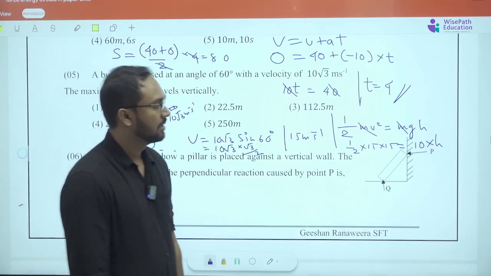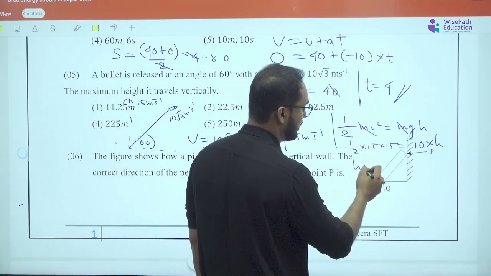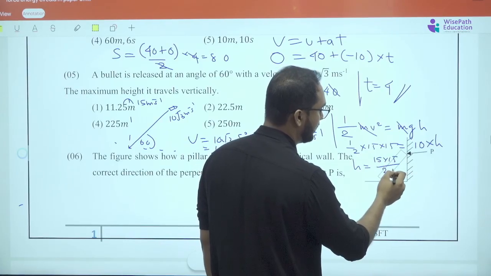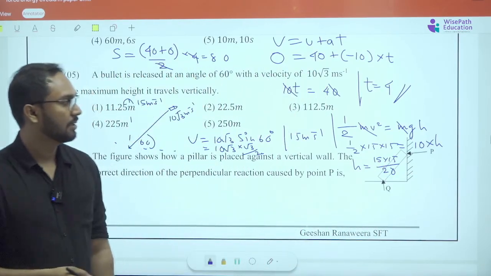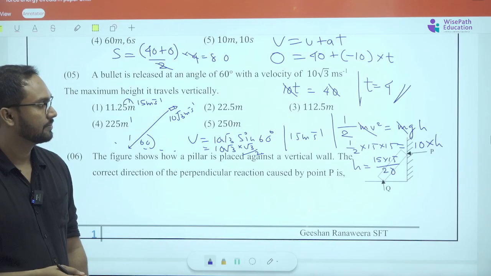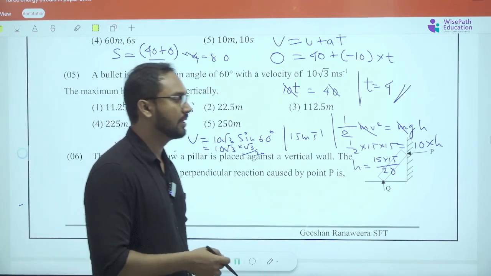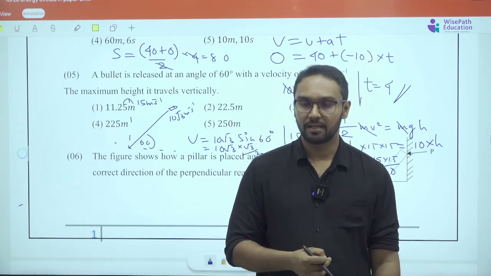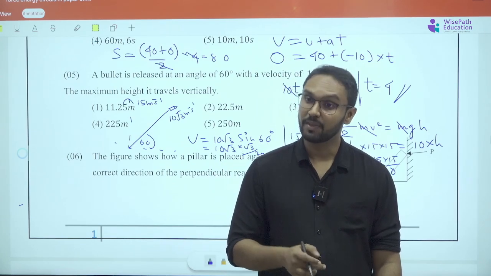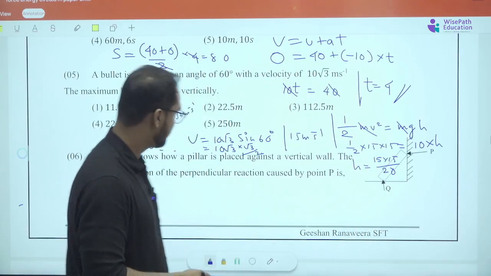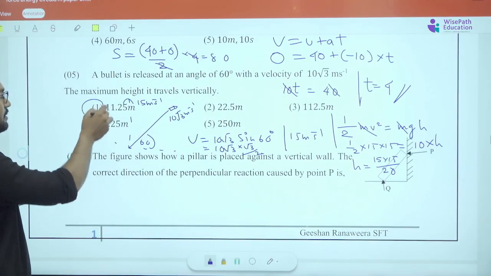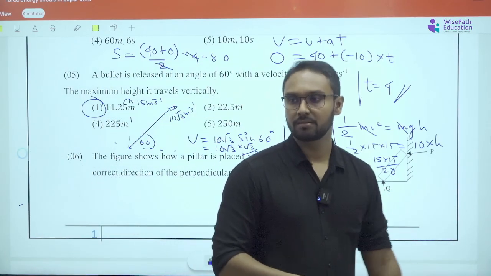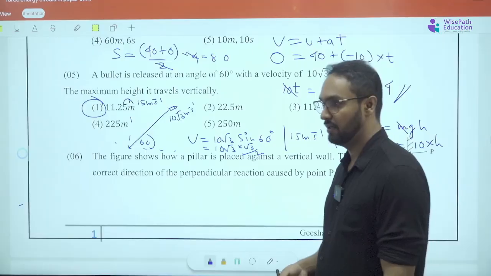So h equals 15 into 15 divided by 20. 15 into 15 is 225, divided by 10 that is 22.5, divided by 2 is 11.25. Answer is 1. You can put this or the linear equation. Any of that would be fine.